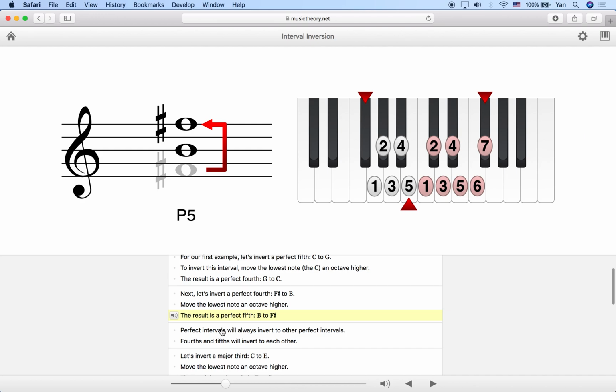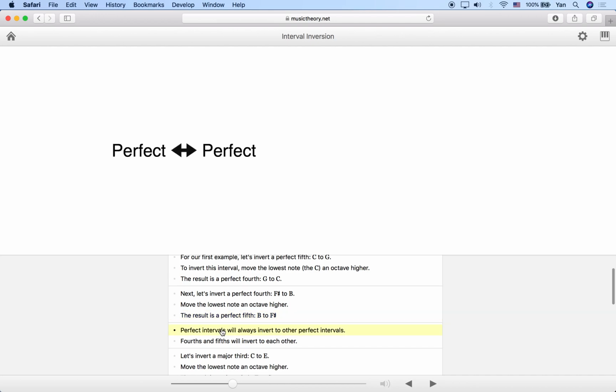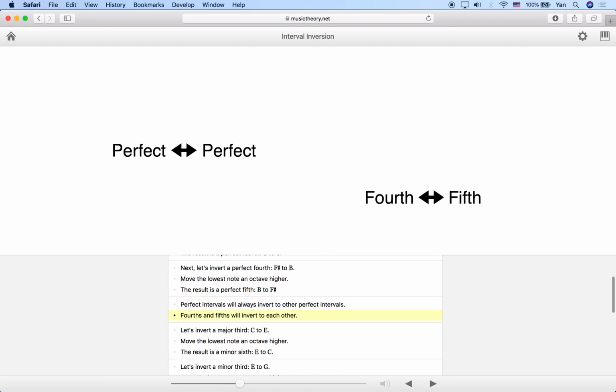Cool. So we have a pretty interesting idea here, which is that a perfect interval is always going to invert to another perfect interval. And as you saw in the previous example, the fourth and the fifth always invert to each other. So if you start from a perfect fourth, you're always going to end up with a perfect fifth in the inversion, and the other way around. If you start with a perfect fifth, when you invert it, you're going to end up with a perfect fourth. That's always going to be the case no matter how you look at it, specifically though with perfect fourths and fifths. So just be mindful of that.